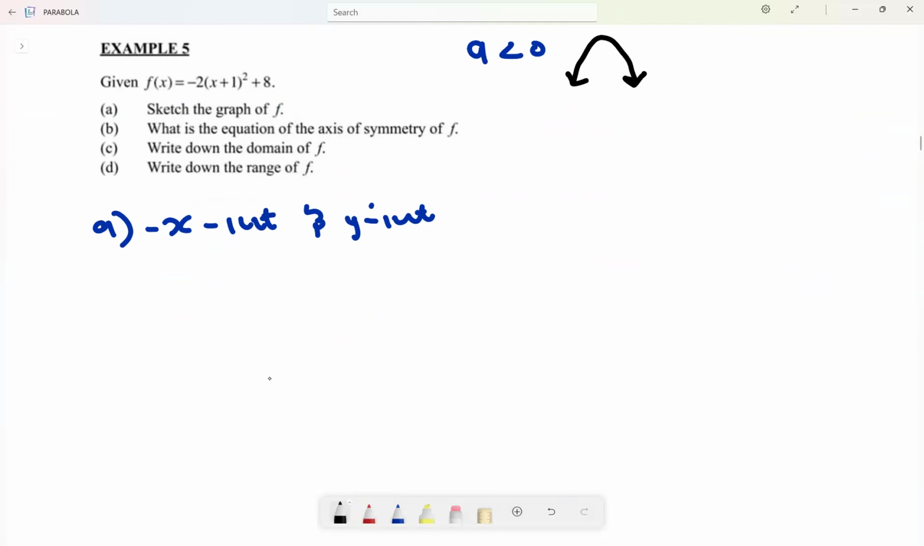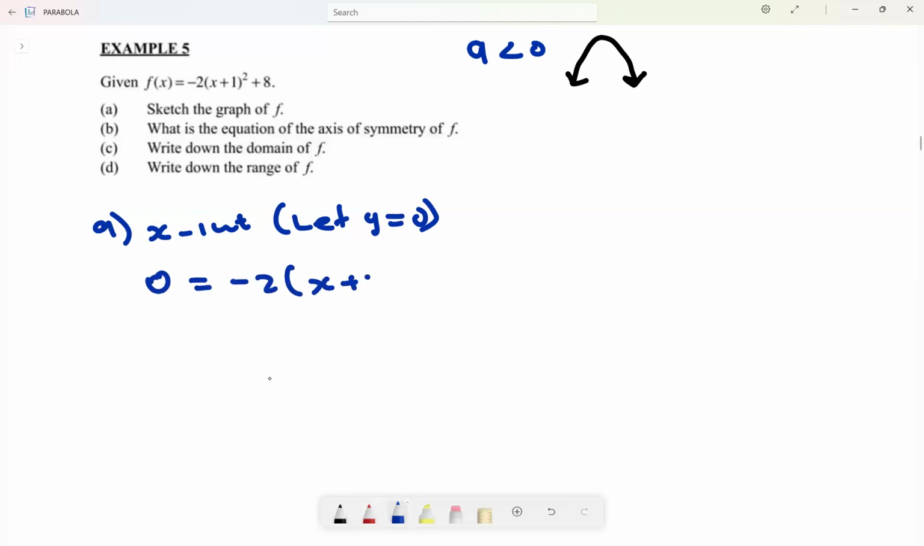How do I find the x-intercept? Let me start with the x-intercept. This is me before drawing. For the x-intercept, I let y equal 0. So then I have 0 equal to negative 2 into (x plus 1) all squared plus 8. And when I take this 8 to the other side, it's going to be negative 8, equal to negative 2 into (x plus 1) all squared. And then I have 4 equal to (x plus 1) squared.